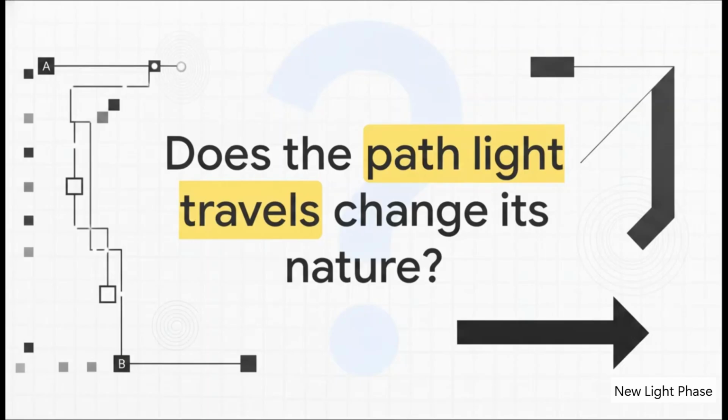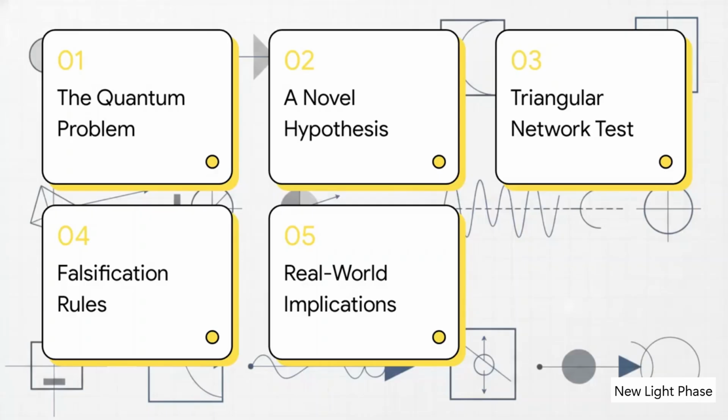Like, is it actually possible that navigating a really specific shaped path gives a tiny particle of light a unique, hidden twist that our standard rules of physics are just totally missing? Well, that is the exact mystery we're unpacking today. Okay, let's dive into this.